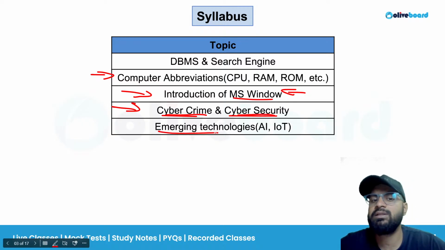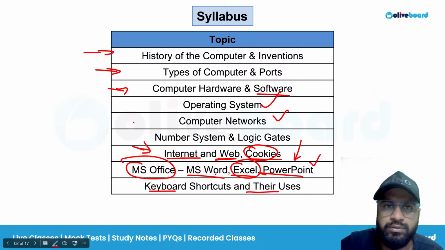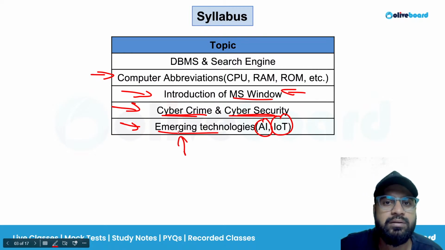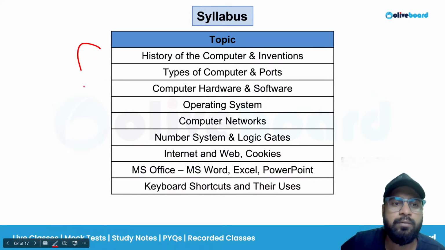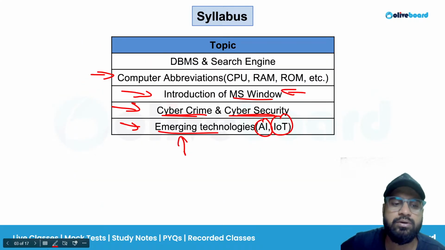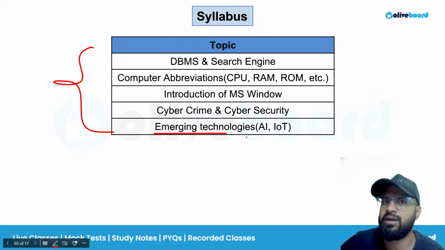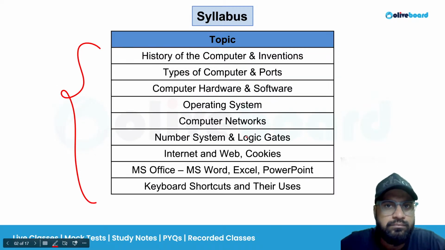Then at the last we will go with emerging technologies like artificial intelligence and the Internet of Things. So students, you can see from the history of computers and inventions, going through the types of computer, operating system, number system, till emerging technologies, we are going to cover everything in this course. For mains, all the important topics for your computer knowledge we are going to cover, from the history of computers to the latest technologies. So this is what I have briefed about the syllabus here.